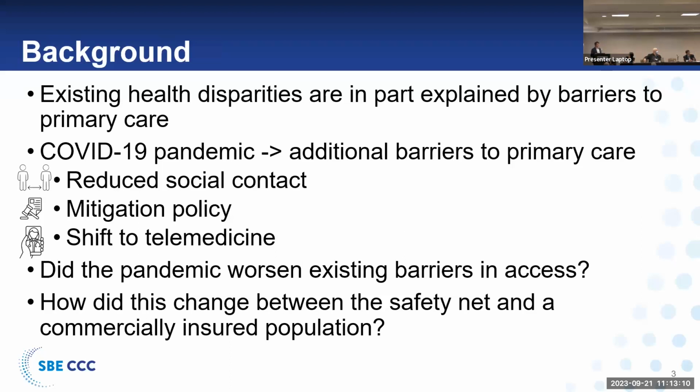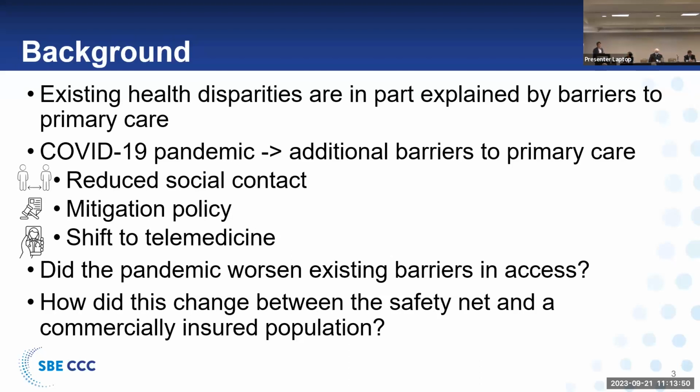There's a lot of existing disparities in health as well as healthcare disparities. Some of that, although probably not most of it, is explained by barriers in access to primary care. And we know, especially in this group, that the COVID pandemic created additional barriers to a lot of things, including access to primary care, preventive care. I don't have to tell you guys, but there's lots of reasons for that, including reduced social contact, mitigation policy, and then importantly, as we talked about in the last presentation, the shift to telemedicine.